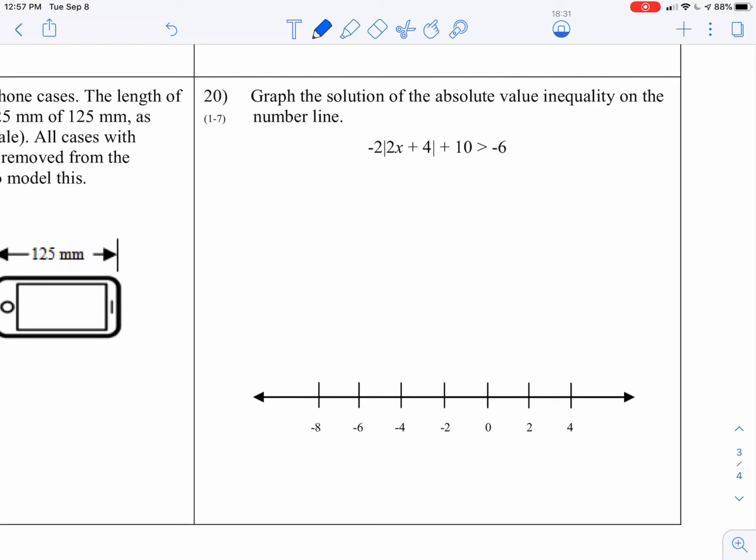Number 20, graph the solution of the absolute value inequality on the number line. Okay, so I have a long inequality here. I have negative 2 times the absolute value of 2x plus 4, plus 10, is greater than negative 6. So the first thing we have to do is isolate this thing for x. So let's work toward doing that.